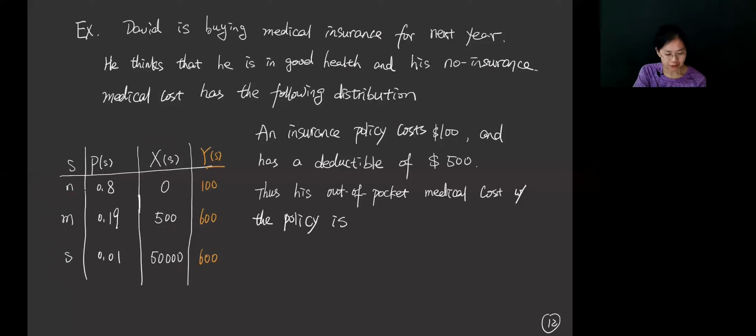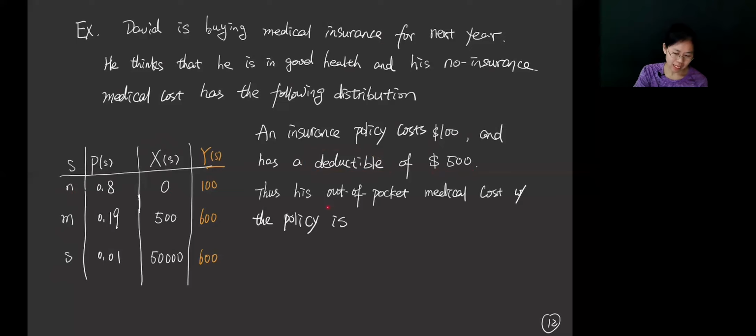Buying an insurance will change his out-of-pocket medical cost. Suppose he's considering an insurance policy that costs $100 for the year, but the insurance policy also has a deductible of $500. That is, for the first $500 of medical cost, he needs to pay out of pocket. Over that amount, the insurance company will pay.